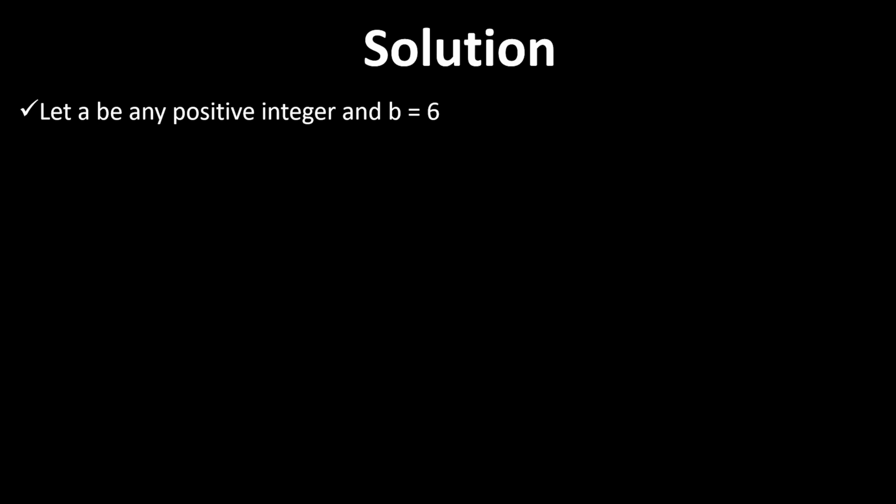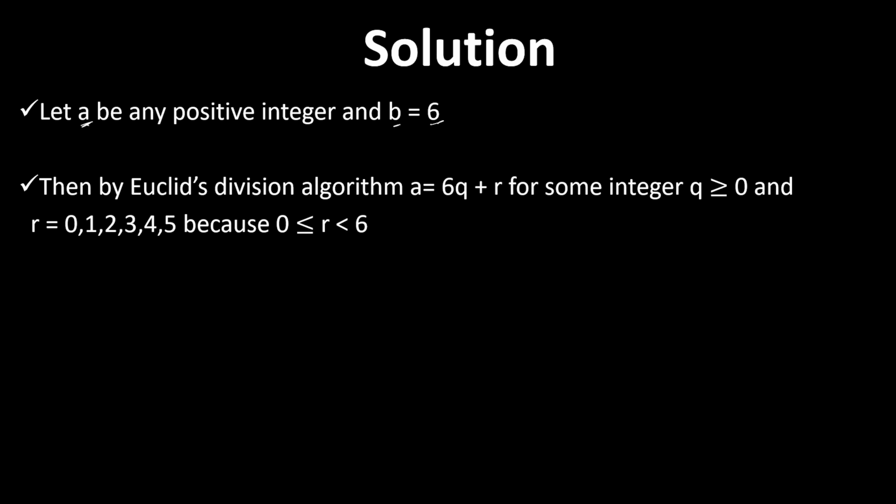So first of all here, we will take a as a positive integer. Let a be any positive integer. And the divisor b is equals to 6. Now if divisor is equals to 6, what are the possible remainders? So we can say by Euclid division algorithm, a is equals to 6q plus r for some integer q which is greater than or equals to 0. Here what is q? Q is the quotient.